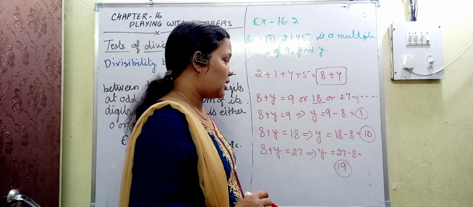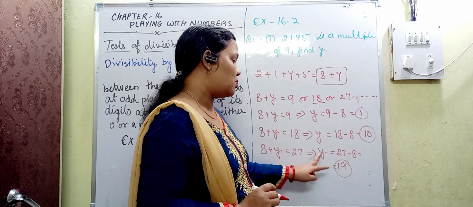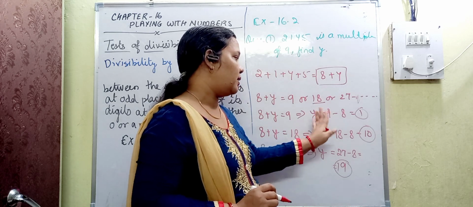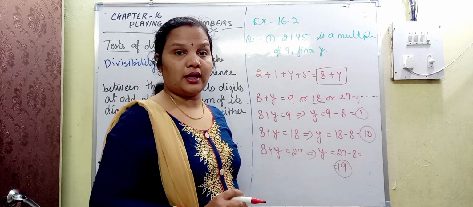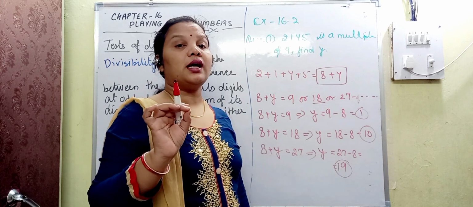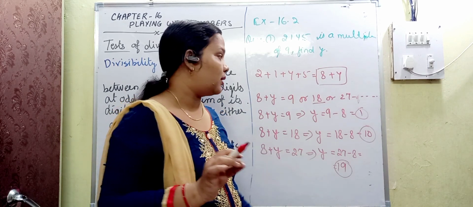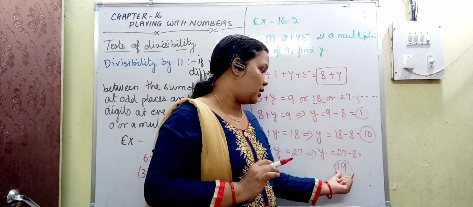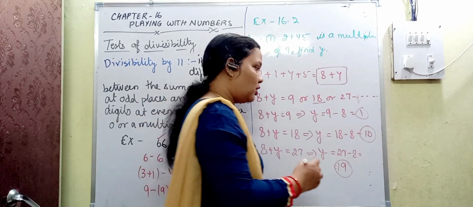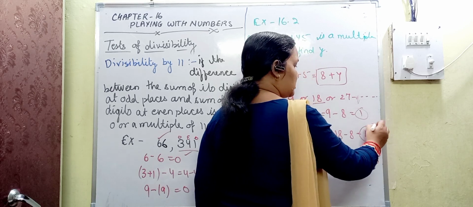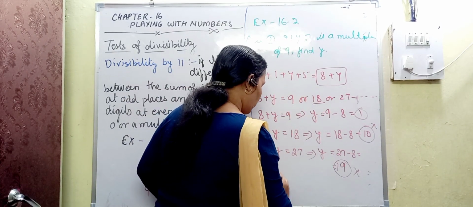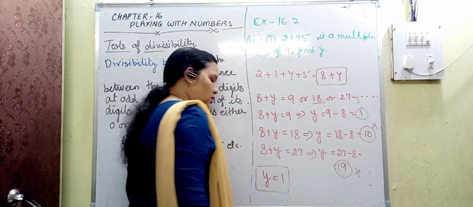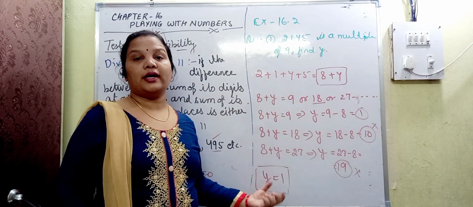Now you can see that if you put the values Y is equal to 19, 10 and Y is equal to 1, we get a number which is divisible by 9. But here Y is a digit, not a number. Here 19 is a 2-digit number, and here 10 is also a 2-digit number. So we are not going to take these values because a digit must be a 1-digit number. So the value of Y is 1.